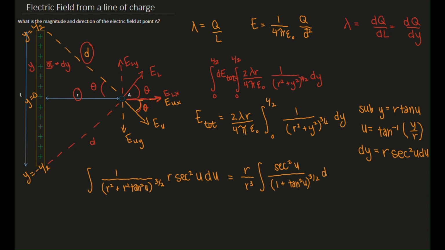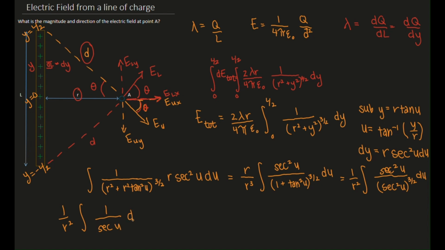This is du. A trig identity: secant squared is equal to 1 plus tangent squared, so I'm going to rewrite that in. Then this simplifies to 1 over r squared, times 1 over secant squared u to the 3 over 2. Oh, we have to make sure we keep that secant squared on the top, du. This simplifies to 1 over r squared, the integral of 1 over secant u du.